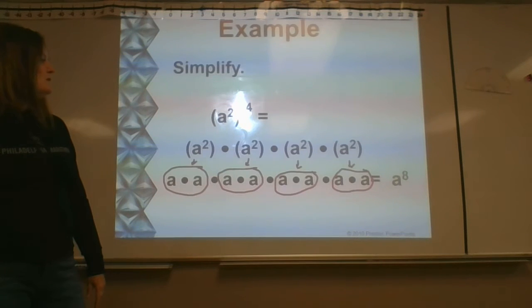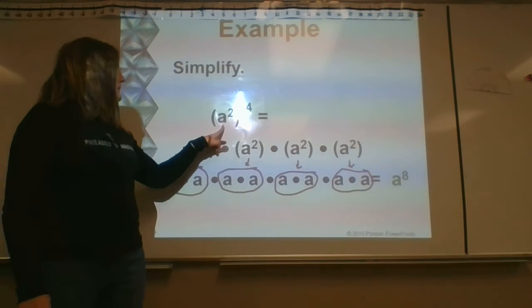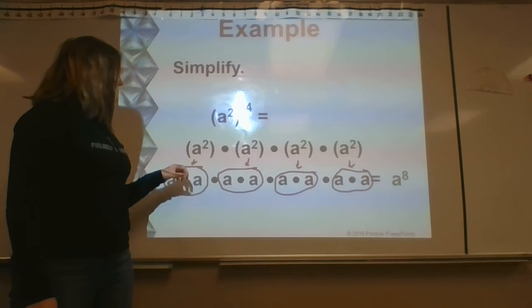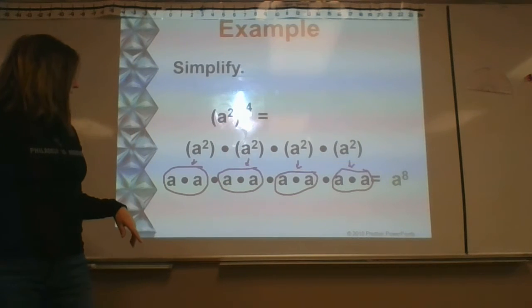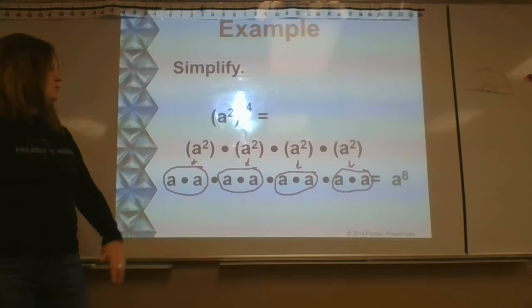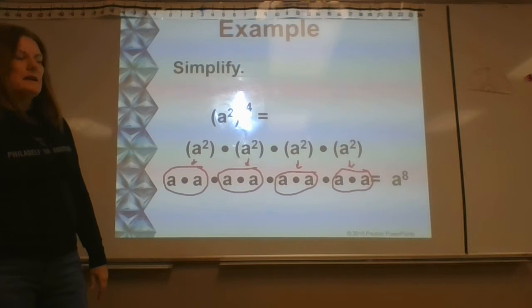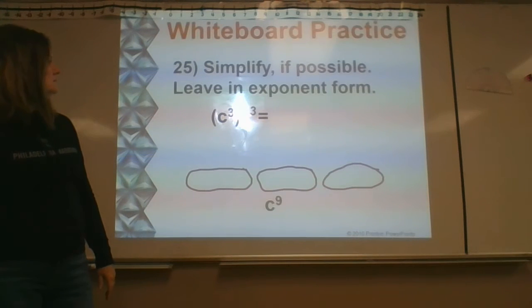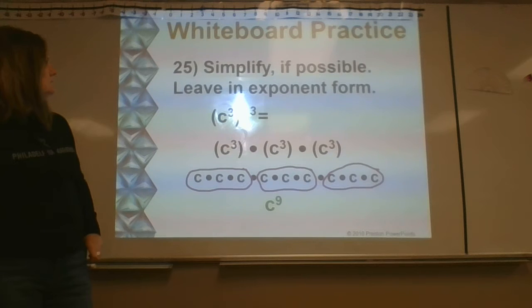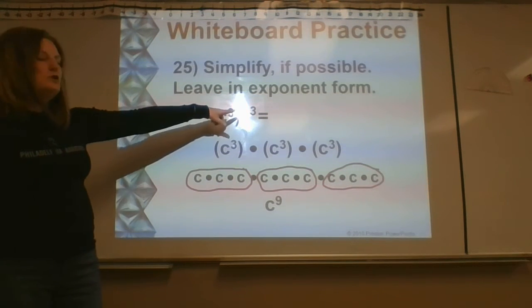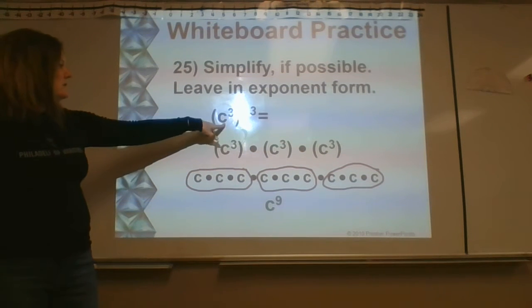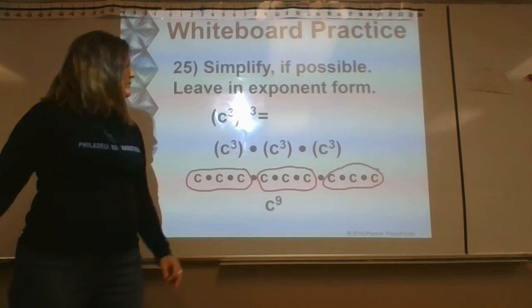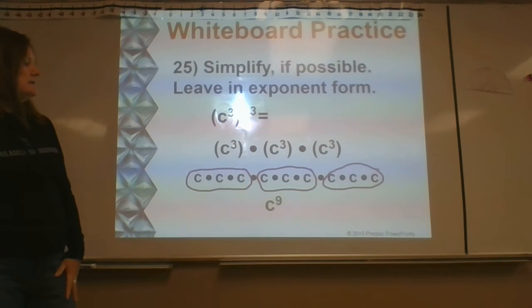Same thing works for variables, because a variable just represents some number. A squared to the 4th power means, again, a squared 4 times, and then expand each one, and you get a to the 8th power. And then c to the 3rd to the 3rd power is, again, c to the 3rd multiplied together 3 times, and we would get c to the 9th.